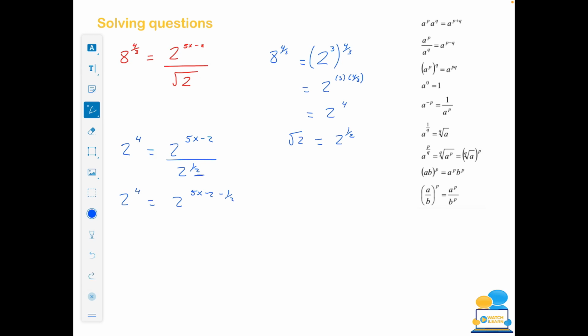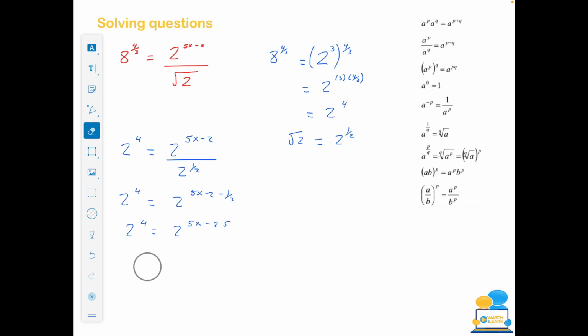Okay, where did that half come from? We're dividing, so you subtract the powers. Now we're going to simplify that up a little bit. So that'll be 2 to the power of 5x minus 2.5.